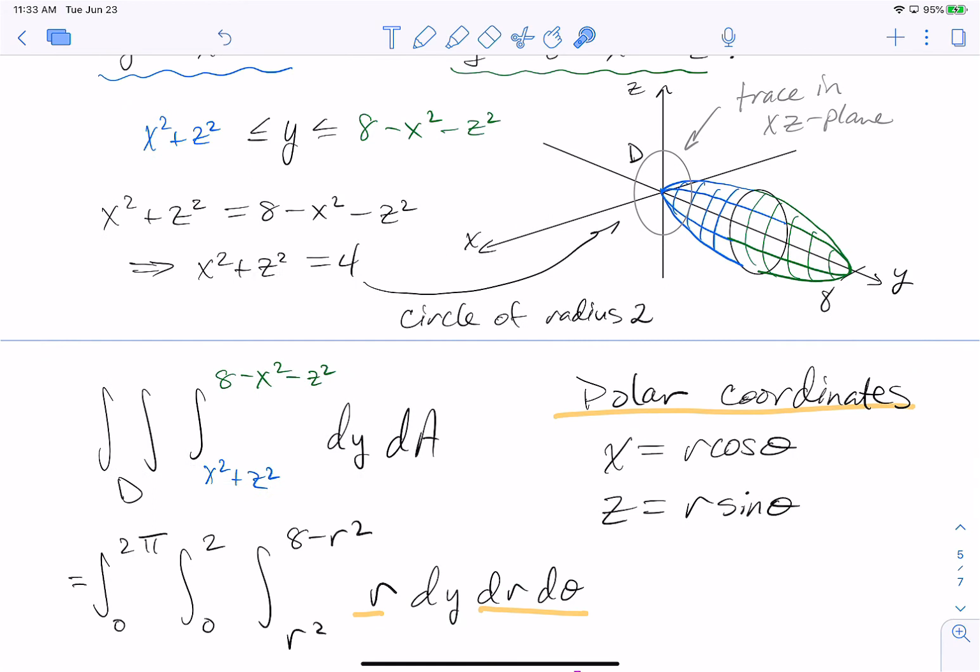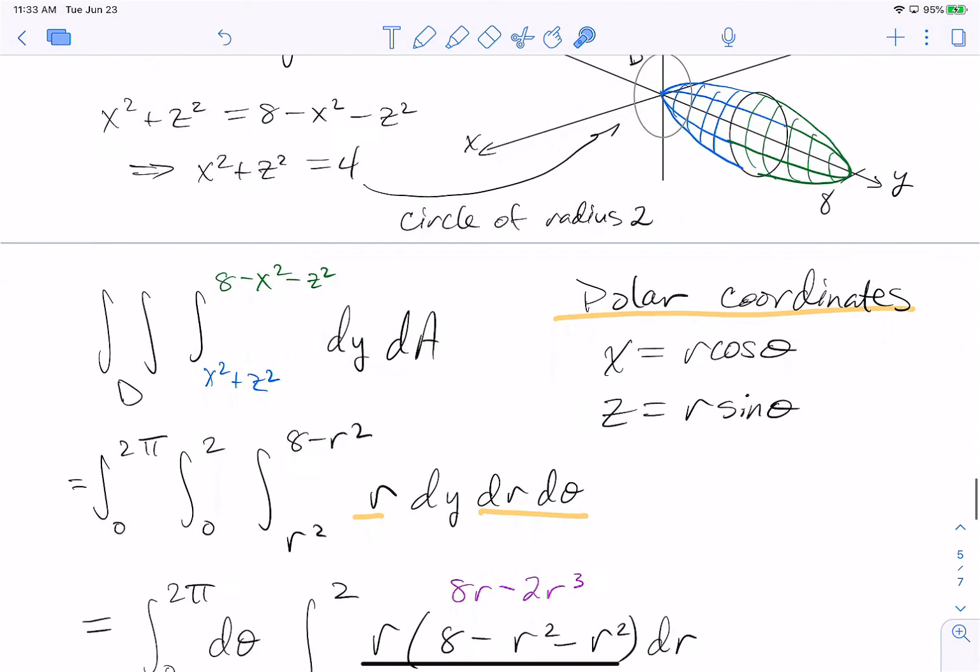For our polar coordinates, because we are looking at a circle of radius 2, we know theta is going to go from 0 to 2 pi. r is going to go from 0 to 2. Our integrand is r dy dr d theta. Don't forget dA in polar coordinates is r dr d theta. The limits on y become, well, x squared plus z squared becomes r squared, and then 8 minus x squared minus z squared becomes 8 minus r squared.